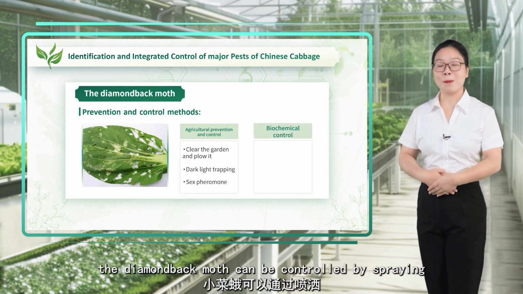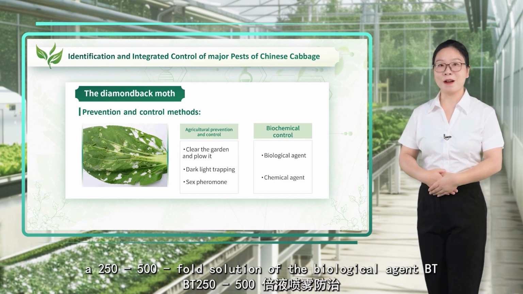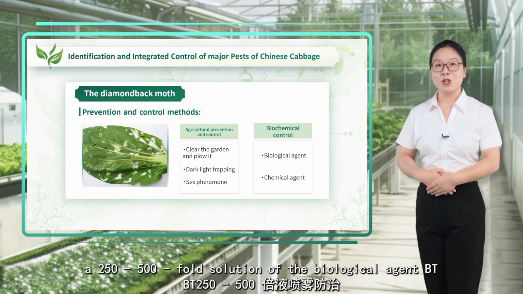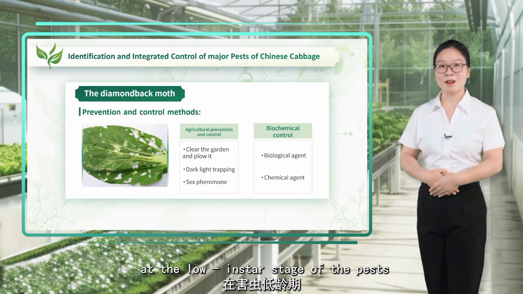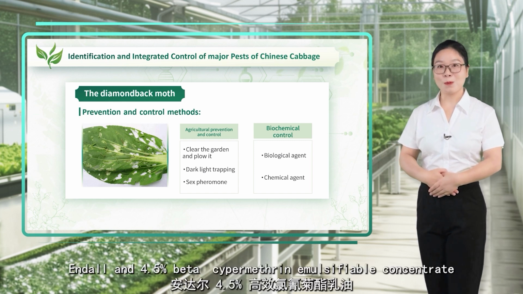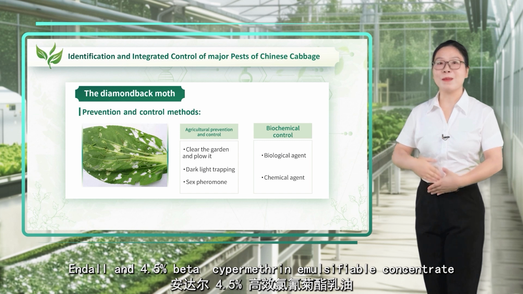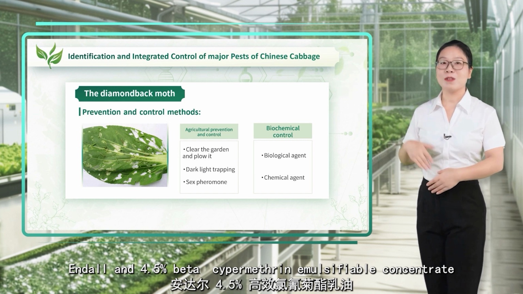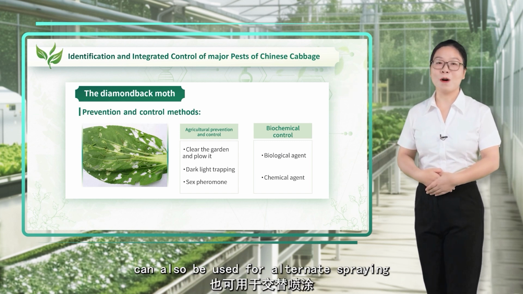The diamondback moth can be controlled by spraying a 250-500 fold solution of the biological agent Bt at the low instar stage of the pests. Chemical agents such as indoxacarb suspension concentrate, emamectin, and 4.5% beta-cypermethrin emulsifiable concentrate can also be used for alternate spraying.